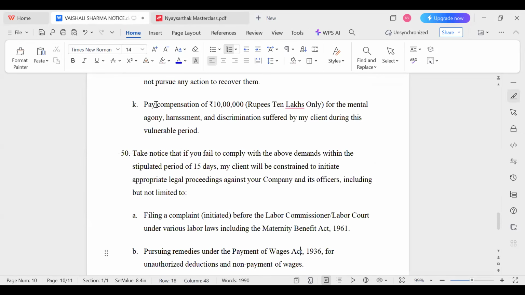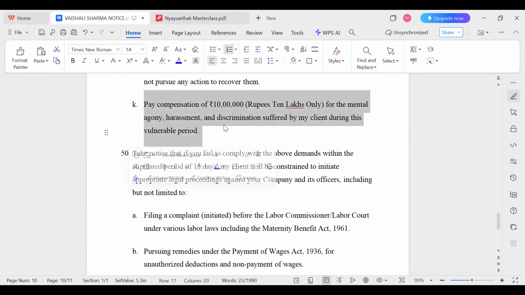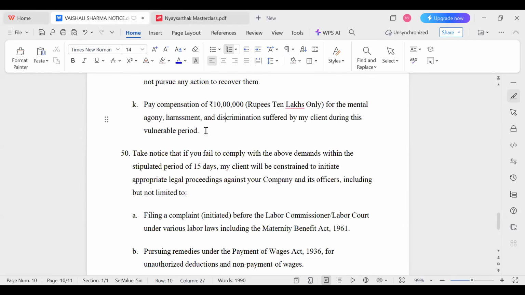So then at the end we have asked to pay compensation of rupees 10 lakhs for the mental agony, harassment. Generally this is not given by the courts. Usually courts allow 50,000, maximum 1 lakh, 20,000, 30,000 as mental harassment. But in most of the cases, in 90% of the cases, this amount is not being given by any of the courts in India. I have dealt with some cases in foreign courts also with my colleagues in USA, UK, and Australia. So these things are very huge in those countries.